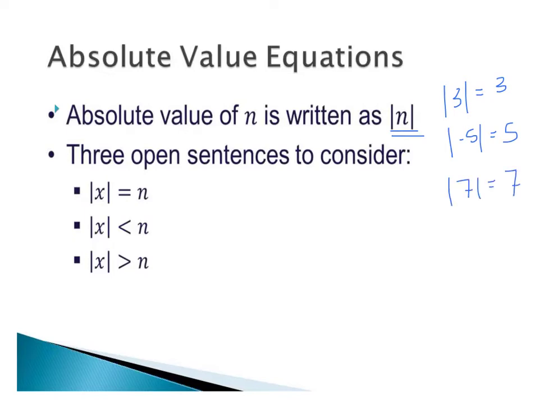There are 3 open sentences that we are going to consider. When the absolute value of x is equal to n, so when we have an equation, and when we have an inequality, so when the absolute value of x is either less than n or greater than n, and they can also be equal to.